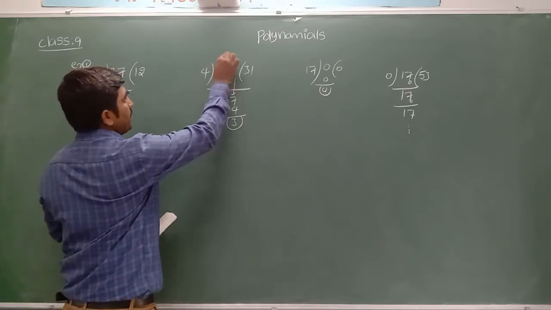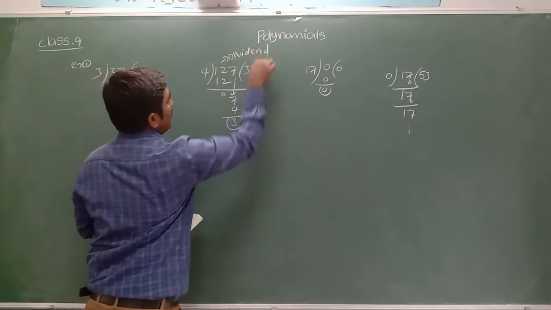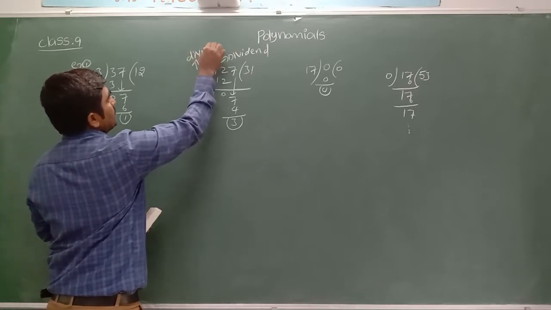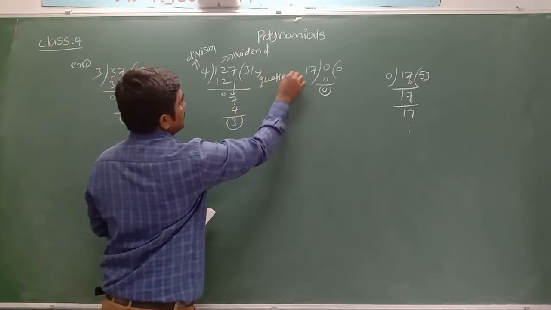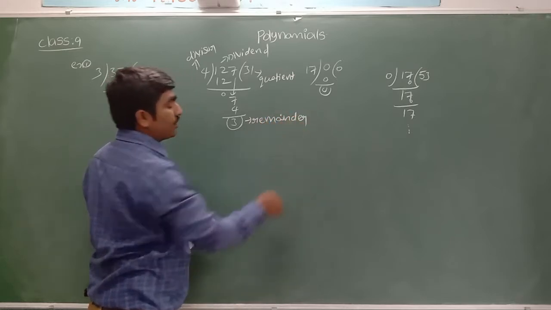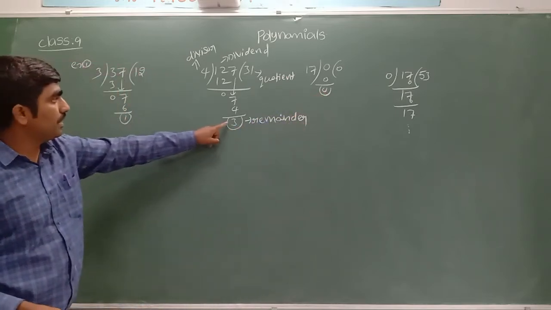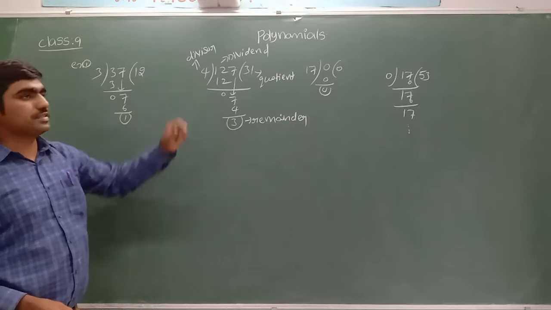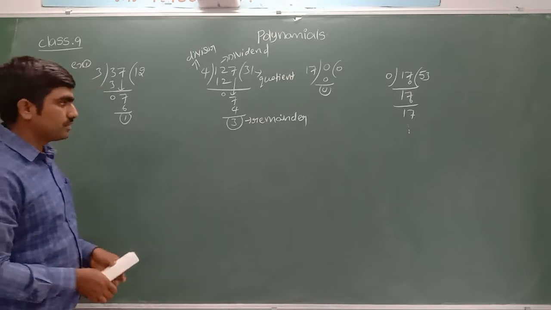Already we know this place, whatever you write, is called the dividend place. What about this place? It is called the divisor place. And this is called the quotient place. And this one is the remainder. What can we observe here? The remainder value is either 0 or it is less than the divisor. The remainder 3 is smaller than the divisor 4. The remainder 1 is smaller than the divisor 3.